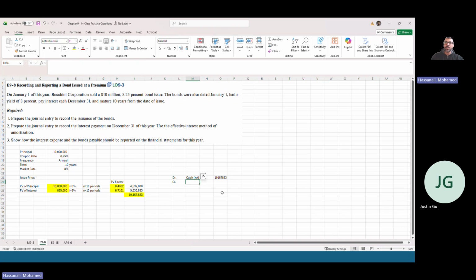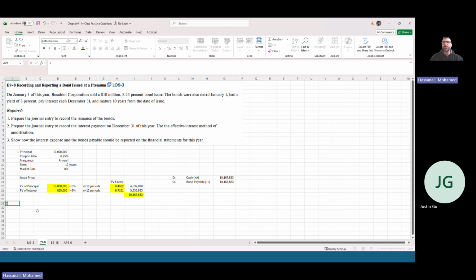167,833, and credit bond payable, which is a plus liability of 10,167,833. That's the entry you got to post, and then you're all set. All right, so that's the first part of the question.